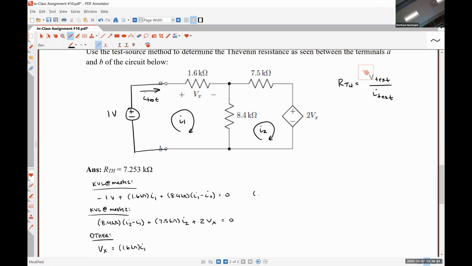So we got 3 equations, 3 unknowns. My calculator can handle that, so I'm going to be lazy and not perform any substitution here. And so let's find out what those guys are going to be. I1, which is exactly equal to I test, I2, and lastly, Vx.